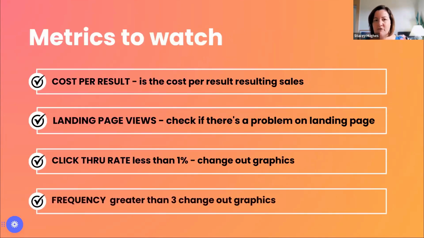Now, the metric to watch is the cost per result, or whatever that result is. That might be a sale or a lead. So we want to look at that cost per result. People always ask me, what is a good cost per result? What is a good cost per lead? But it will be different for every person.